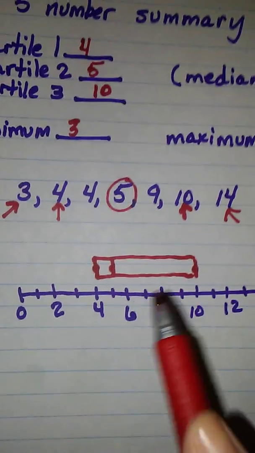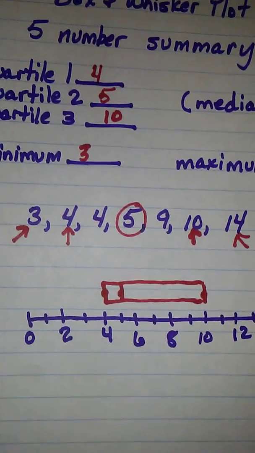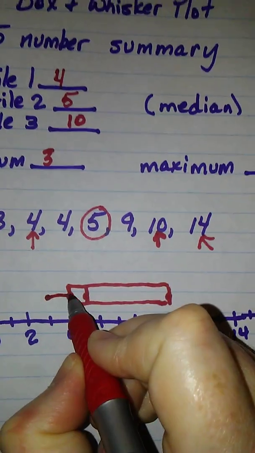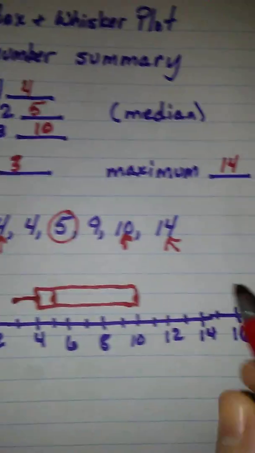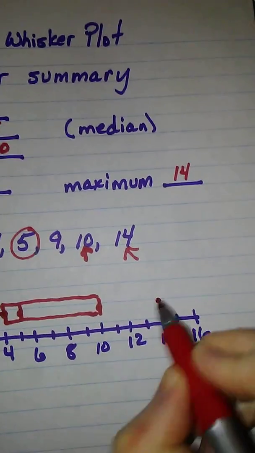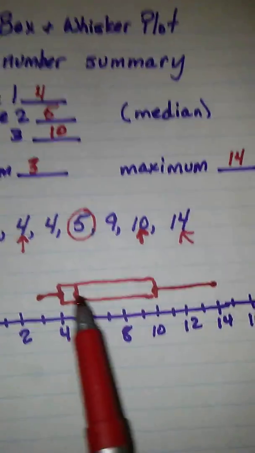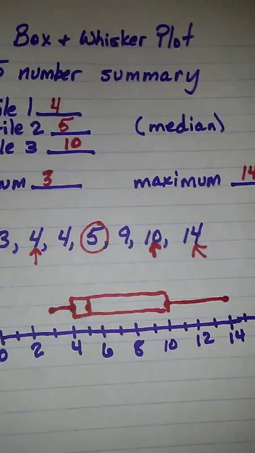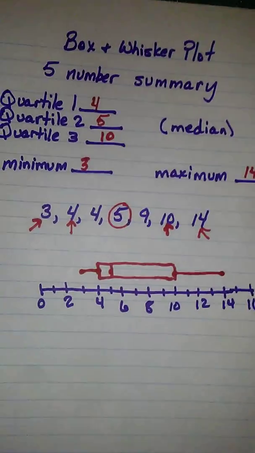Now let's do the whiskers. The whiskers are the minimum and the maximum. The minimum is 3. Connect that to the box. There's my whisker. The maximum is 14. Connect that to the box, and there's the other whisker. So you have the box, and this is a whisker, and this is a whisker. Box and whisker plot. And that's all there is to it.